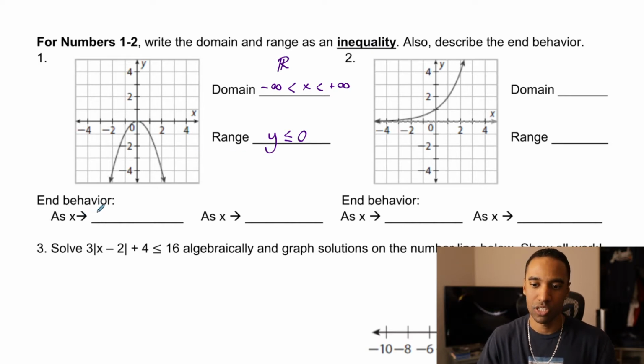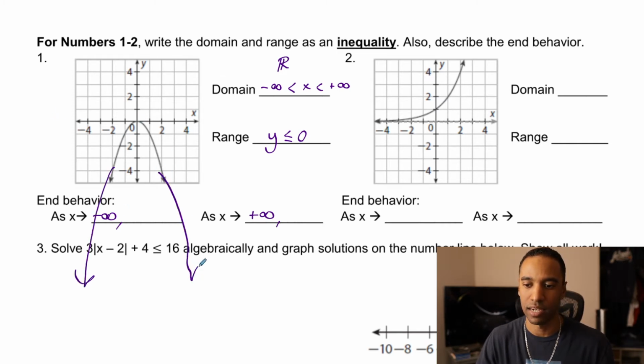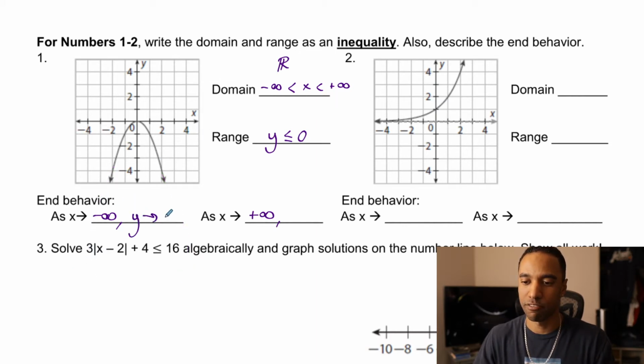End behavior is talking about as x goes forever to the left and right, what's going to happen with y. So as x approaches negative and positive infinity, what's y doing? As x goes forever left, it looks like your y values go forever down. This parabola keeps going down like that. And same with the right side. So as x approaches negative infinity, y approaches negative infinity, goes down forever. And as x approaches positive infinity, y approaches negative infinity, because it also goes down forever to the right.